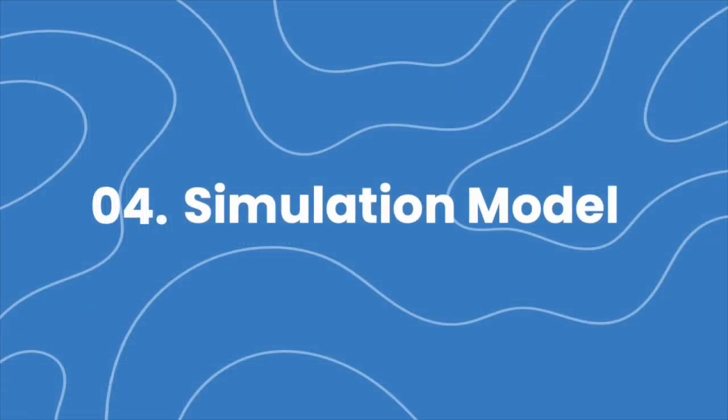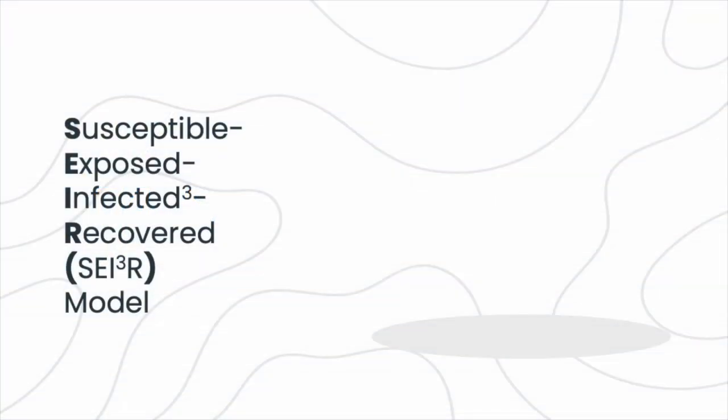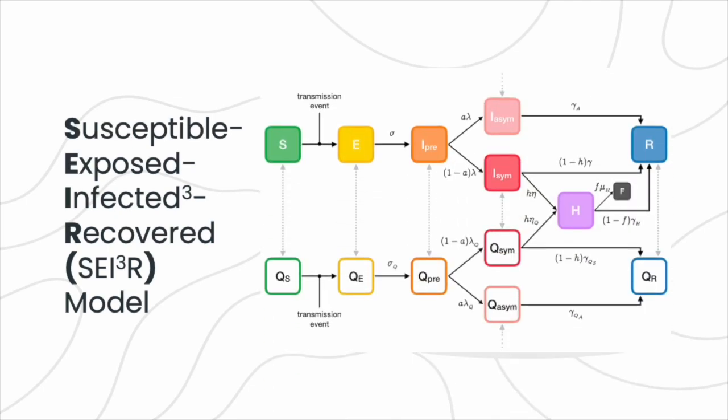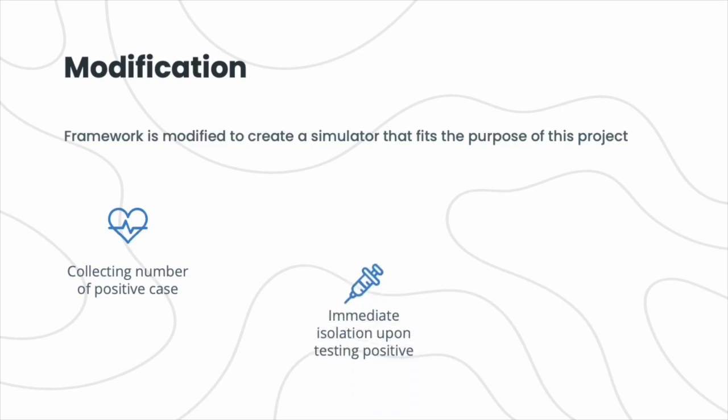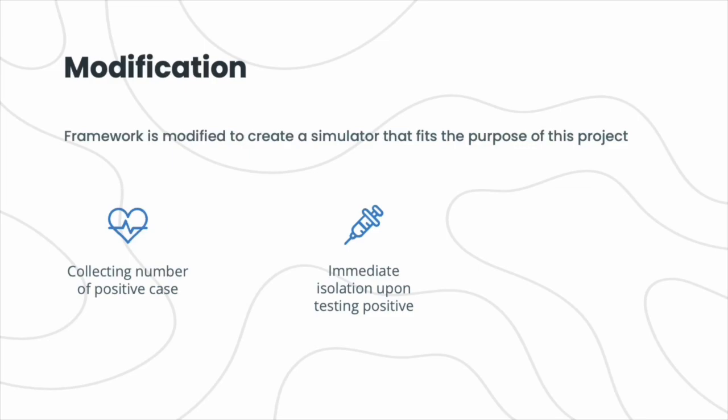The simulation model is built to make use of the generated network. The SEI3R model is used as the main transmission model, where the viral transmission is depicted as the diagram. While using an open source framework to do viral transmission, it is modified to fit the need of this project. First is to collect the number of positive cases per day. Second is to immediately isolate individuals who tested positive for 14 days. And third is to allow flexibility in imposing government interventions.